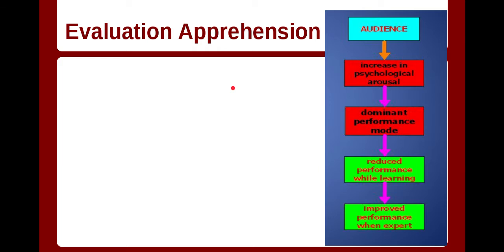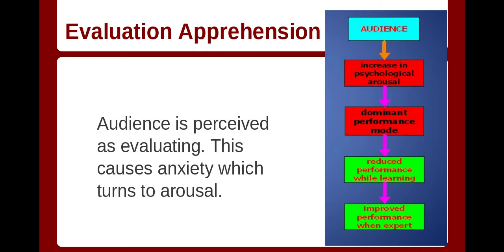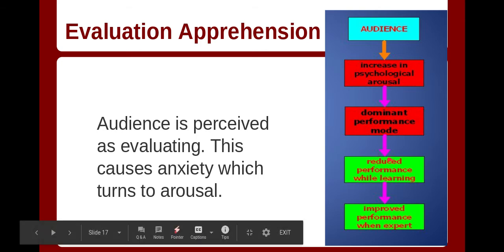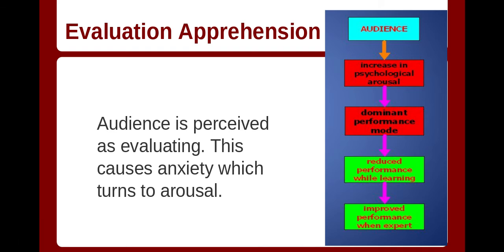Okay, so evaluation apprehension is suggesting that the audience is perceived as evaluating, which causes anxiety, which turns to arousal. So they're increasing that psychological arousal. So we go into dominant performance mode, which will reduce performance while learning, but improve performance when expert. So just linking to what we've already said, it's about how well learned those skills are as to what's the dominant response when those arousal levels are high.